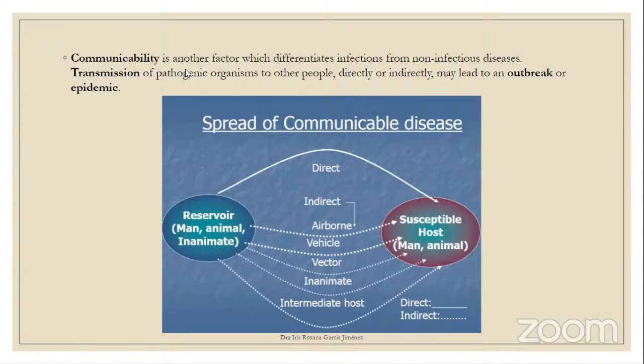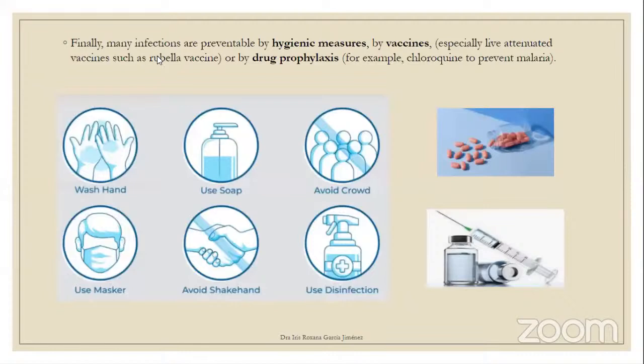Communicability is another factor which differentiates infections from non-infectious diseases, of course. The transmission may lead to an outbreak or epidemic according to how it begins, okay? Many infections are preventable by hygienic measures, by vaccines, especially live attenuated vaccines such as rubella vaccine, or by drug prophylaxis. For example, chloroquine to prevent malaria.